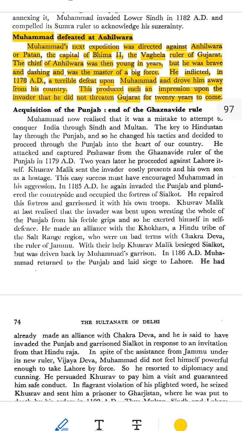1175 to 1182. Who was Muhammad of Ghur? Muhammad of Ghur was a powerful ruler from Ghur, a region in present-day Afghanistan. He wanted to expand his empire into India. His first big step into India began in 1175 AD, when he focused on Multan and Sindh, two important regions in what is now Pakistan.